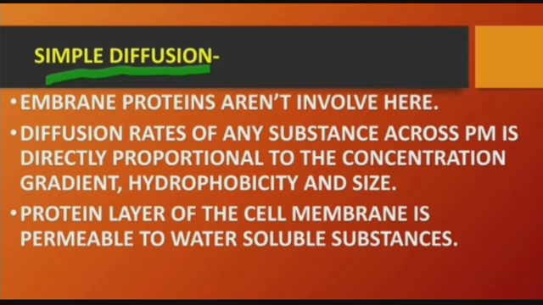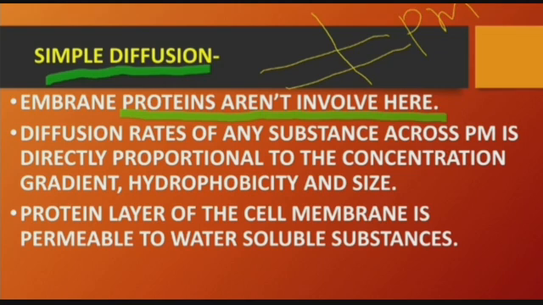So let's look at the first point. Membrane proteins are not involved here. Suppose this is a plasma membrane. The diffusion occurs through the plasma membrane without the help of any carrier protein. Proteins are not involved here for the transportation. Transportation occurs directly through the plasma membrane.